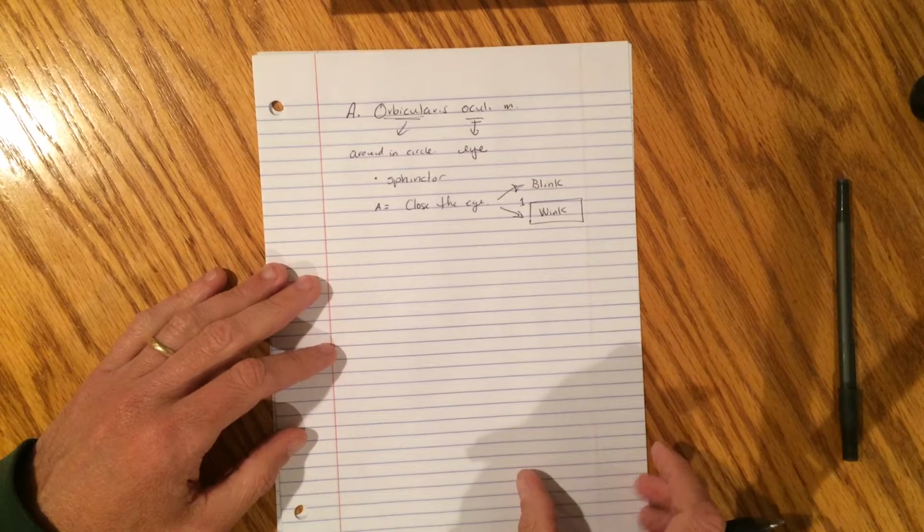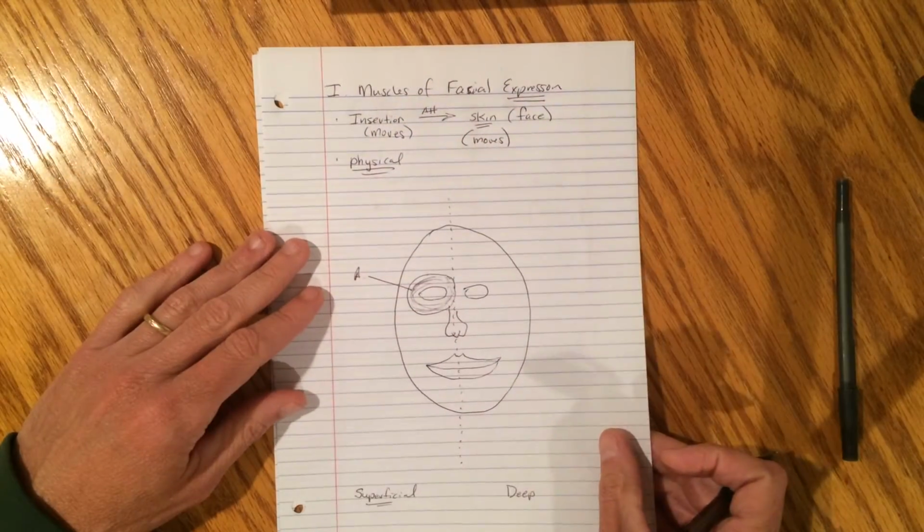So that's orbicularis oculi. This one allows you to blink. I'm going to blink, obviously. And for facial expression, you want to wink. Hey, I hear you. I understand. Just like that. Cover that back up.